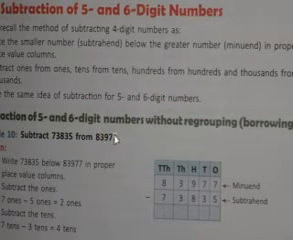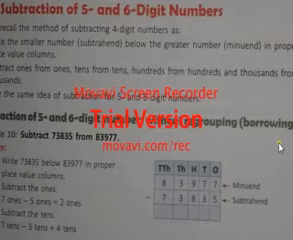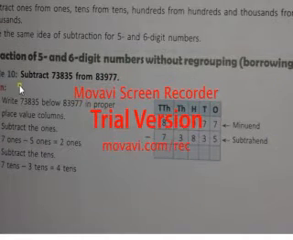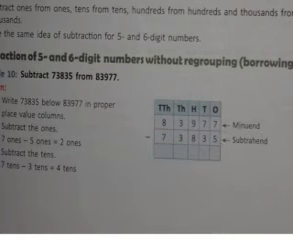Subtraction of 5 and 6 digit numbers without regrouping, that is, borrowing. How will we do it? Let's see. Here is the question. Subtract 73,835 from 83,977.